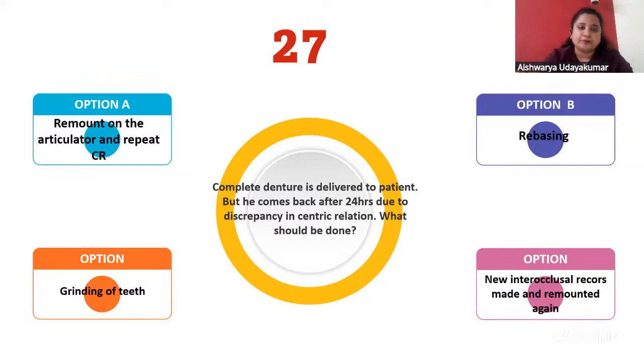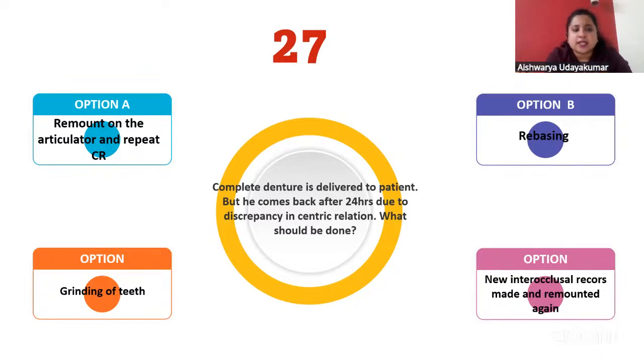Now, what to do? Rebasing. Rebasing cannot be done for a centric relation issue. Please understand that. Again, grinding of the teeth is definitely not the answer. It's always remounting. Remember, when the centric relation itself is messed up, that is, the relation of the upper and lower jaw is messed up, remounting is the answer.